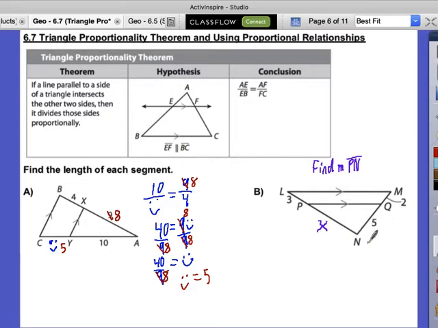Jocelyn, give me what you did for your proportion. 5 over squiggly x equals 2 over... So that's one way we can set up this proportion. Is that the way everyone probably did? No. Okay, but it's okay.